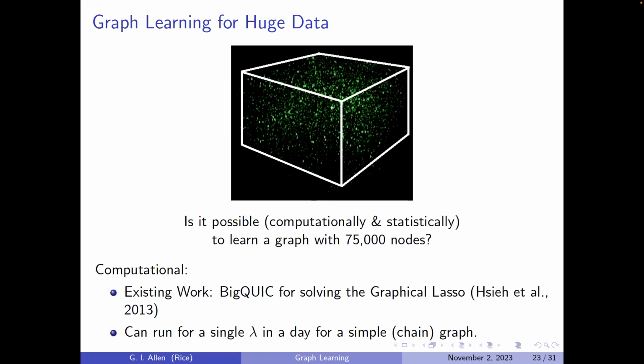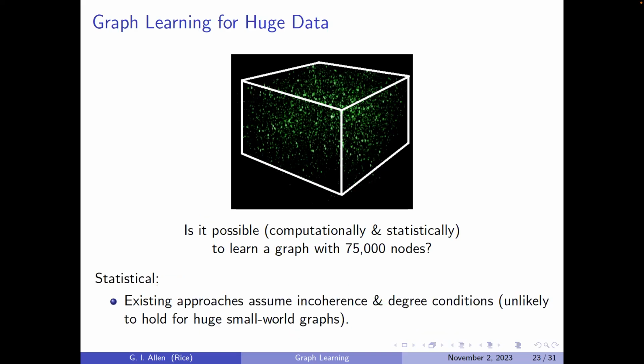Computationally, first off, there's a great method, BigQUIC. It uses a quasi-Newton method for fitting the graphical lasso. It's pretty fast. We tried it on 75,000 nodes for a chain graph at a single value of lambda, and it took over a day to run. Can you imagine if we had to do hyperparameter tuning? We'd have to tell the scientists, come back in a couple of months and we'll have your estimate for you. So this maybe doesn't quite scale up to 75,000 nodes.